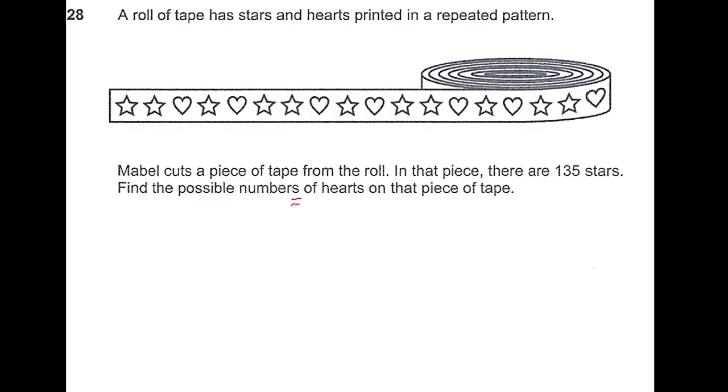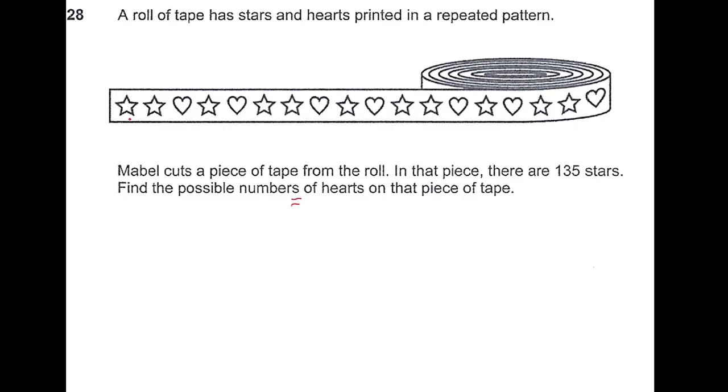Okay, let's look at question number 28. A row of tape has stars and hearts printed in a repeated pattern. Mabel cut a piece of tape from the row. In that piece, there are 135 stars. Find the possible numbers of hearts on that piece of tape. Remember, it's numbers. That's a hint given to you.